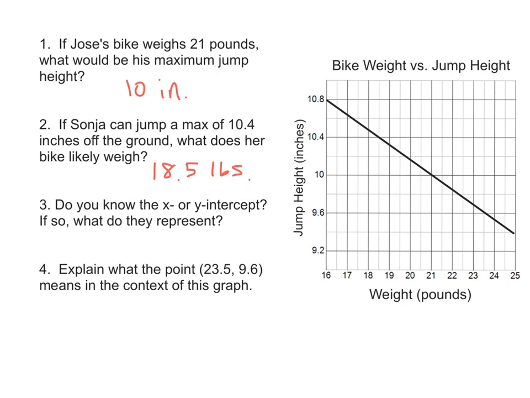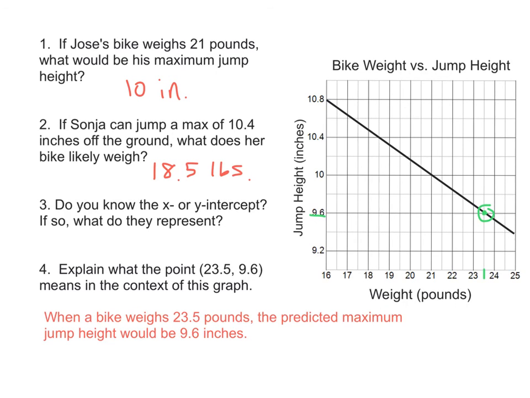Explain what the point 23.5, 9.6 means in the context of this graph. All right, so let's go ahead and find that. 23.5 as our x value, and that's right in here, right? 23.5, and 9.6. 9.6 is right here. So where do those two meet? They meet right here. Right? So what does that represent? Well, when a bike weighs 23.5 pounds, the predicted maximum jump height would be 9.6 inches off the ground.